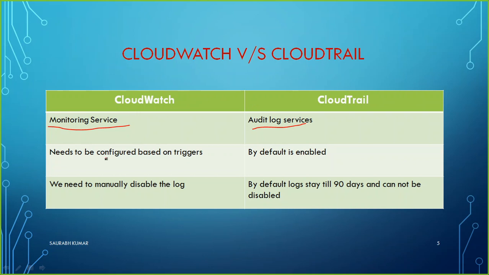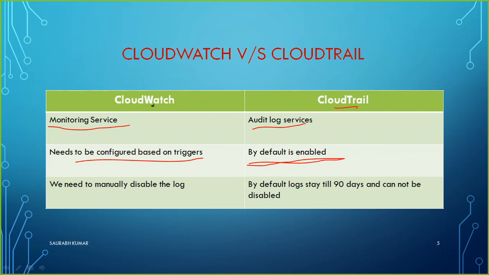CloudWatch needs to be configured based on a trigger, and that is what we did when we were learning CloudWatch. We set a trigger, like 10% CPU utilization, so that we configured manually. But when we talk about CloudTrail, by default it is enabled. Even if you have never done anything in CloudTrail, by default it is enabled and it is running.